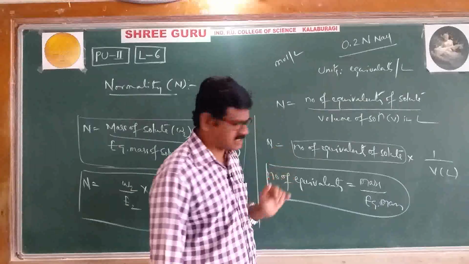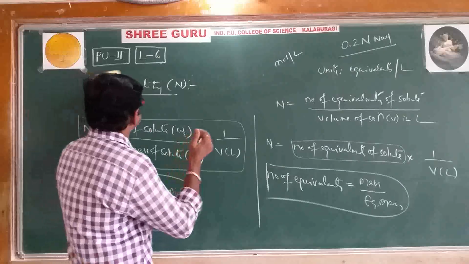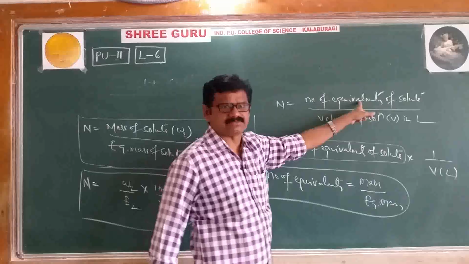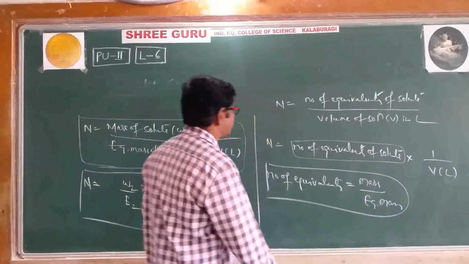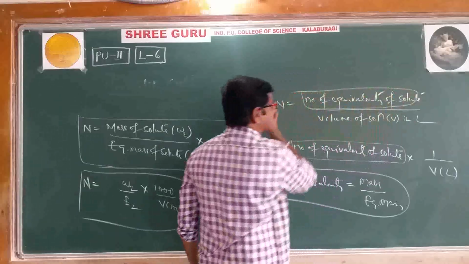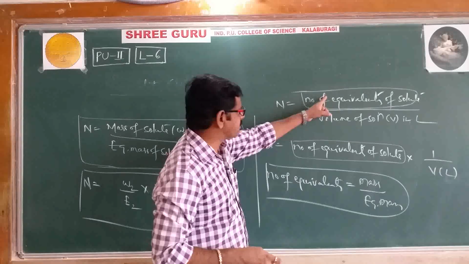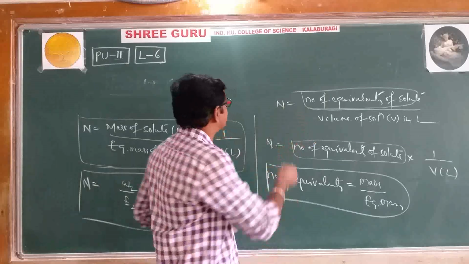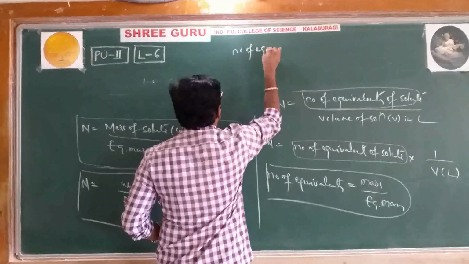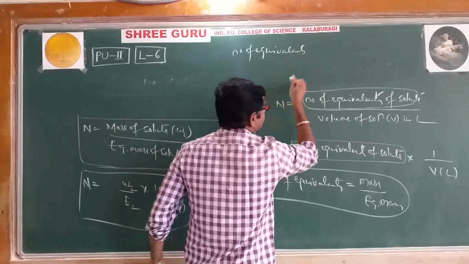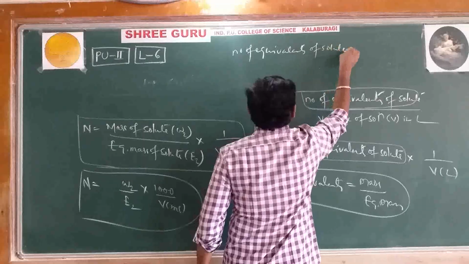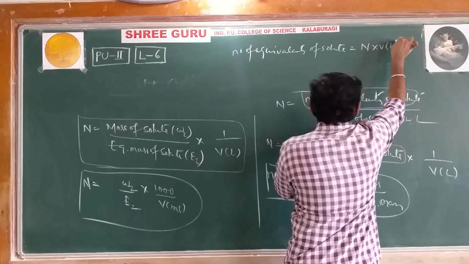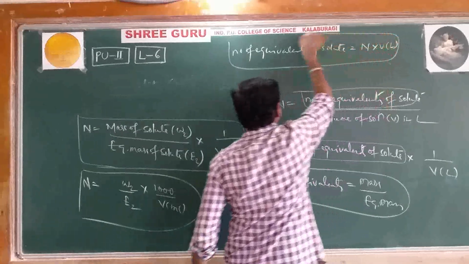That's it. Okay, next we can still extend the formula. How to extend the formula? Suppose I want equivalents. Then equivalents of solute, if you bring it to the LHS, these two we can cross multiply. Therefore, number of equivalents of solute is equal to normality into volume of solution in liters.